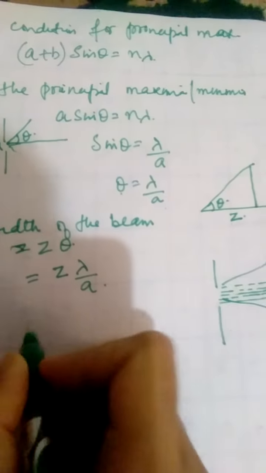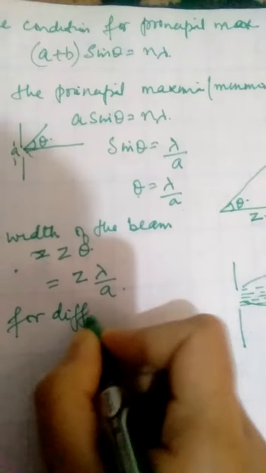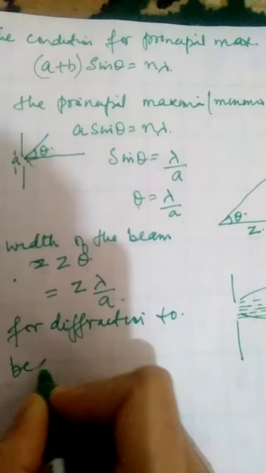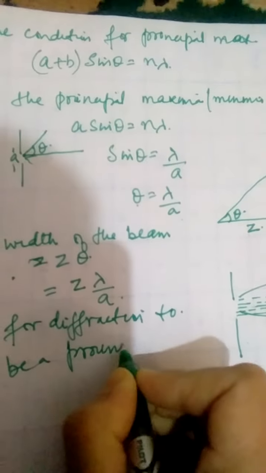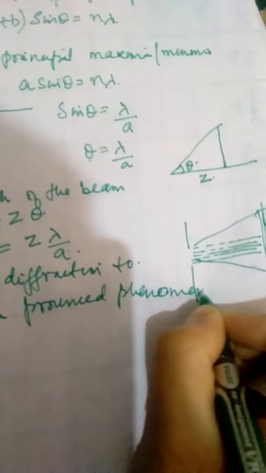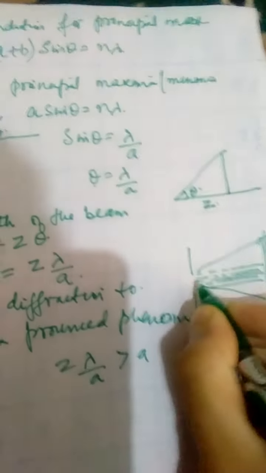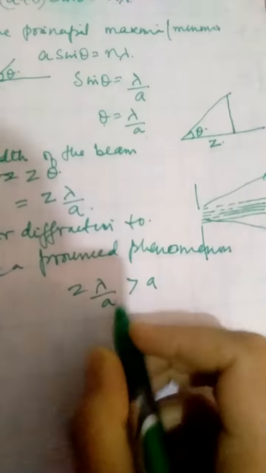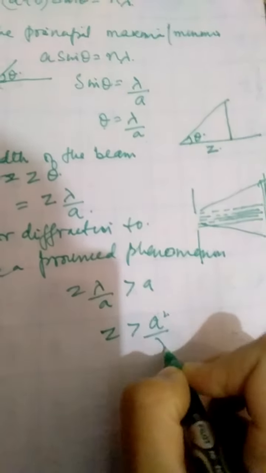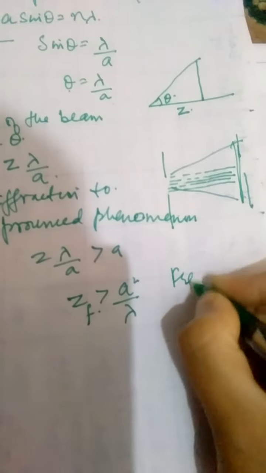Therefore, we say that for diffraction to be a pronounced phenomenon that is visible to us, this Z lambda by a should be greater than the width of the slit. Therefore, this Z should be greater than or equal to a square by lambda. In fact, this distance we call the Fresnel distance.